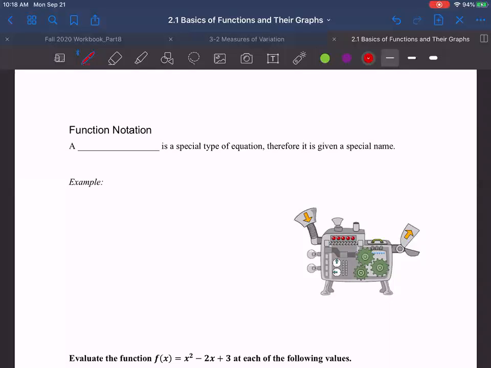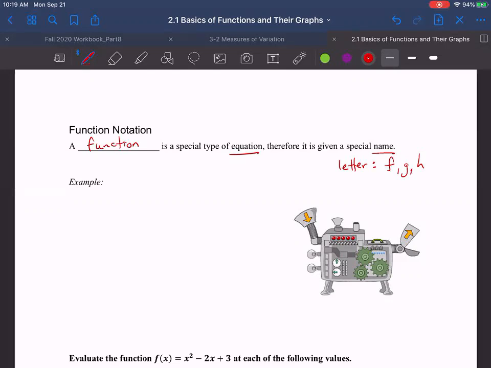All right, here we're going to talk about function notation. And here what we have is a function is a special type of equation. So it's going to have an equal sign, right? Equation, equal. Therefore, it is given a special name. And typically that special name is a letter. So it's like a special letter to denote it. And that's going to typically be lowercase f, lowercase g, and lowercase h is what we usually use to describe functions. All right, so f, g, and h.